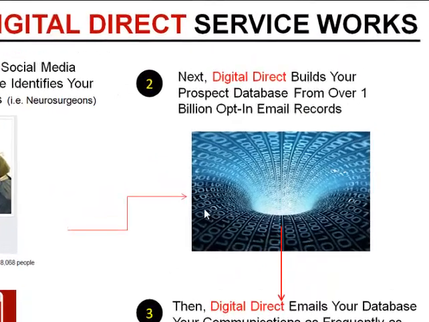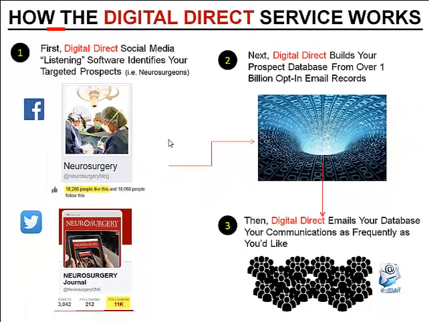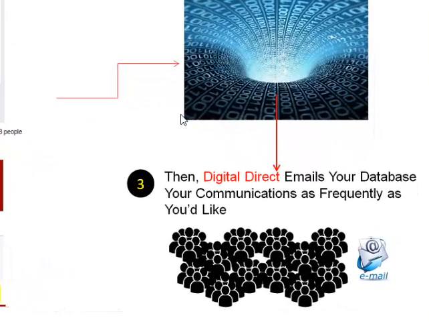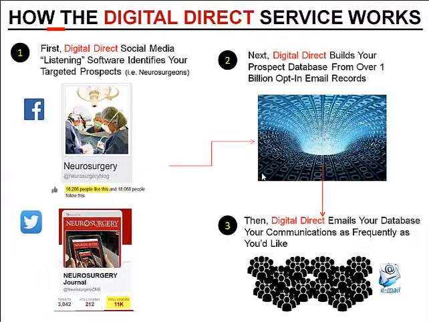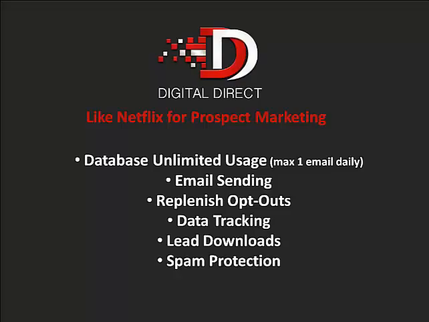And then we have, as part of Digital Direct, over 1 billion opt-in emails. And we cross-reference the social media people that we've identified with our database to actually get the opt-in email addresses for those particular prospects. And we build you a prospect database. And then the third step of Digital Direct is that we allow you to email your database communications, hopefully using the MagTitan software, so that you're really making good touches with those people as frequently as you would like.